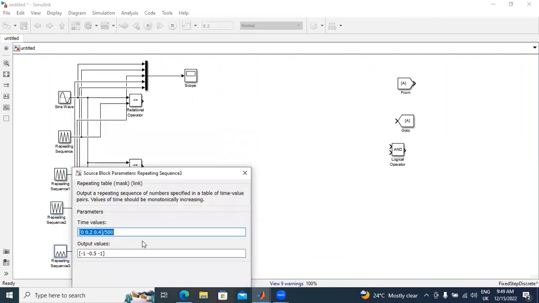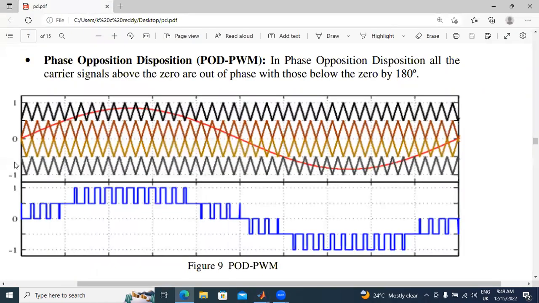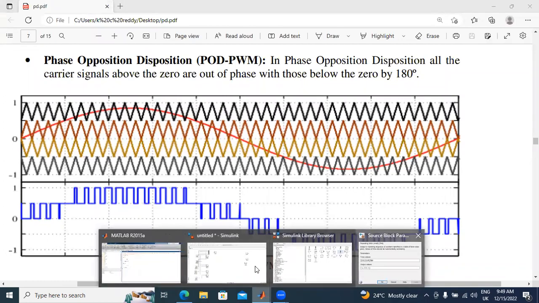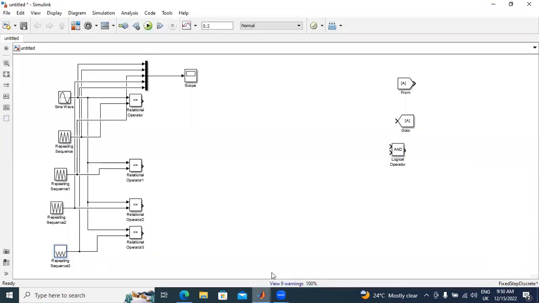Next, this one also I will change. Minus, fourth one I will show you. Minus 0.5 to minus 1. Minus 0.5 to minus 1. Again minus 0.5. Otherwise, this name is phase disposition PWM technique. I am designing POD, phase opposite disposition PWM technique. That's why I am changing the values here.